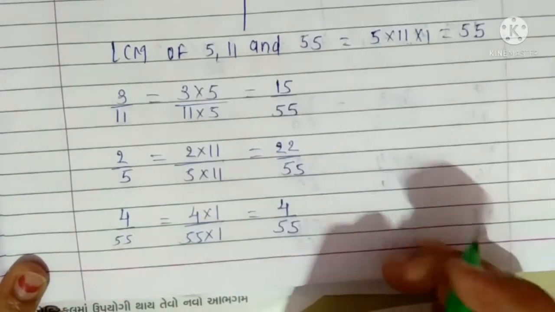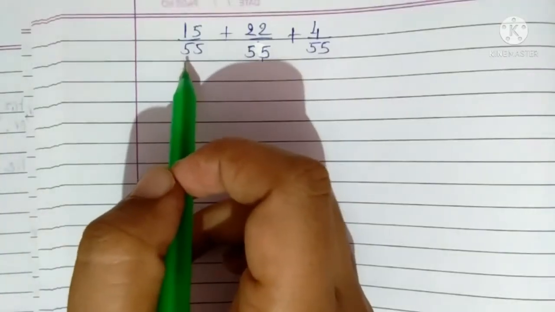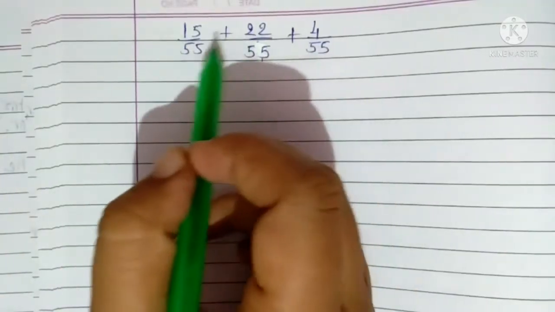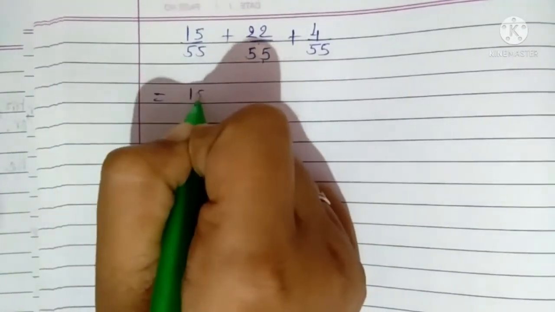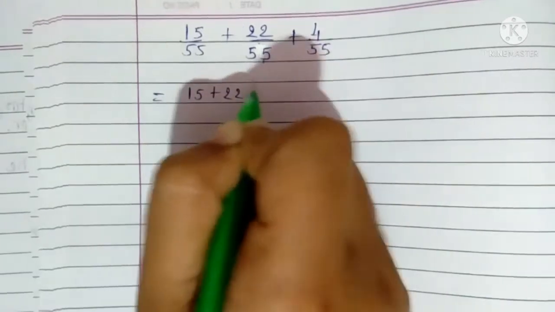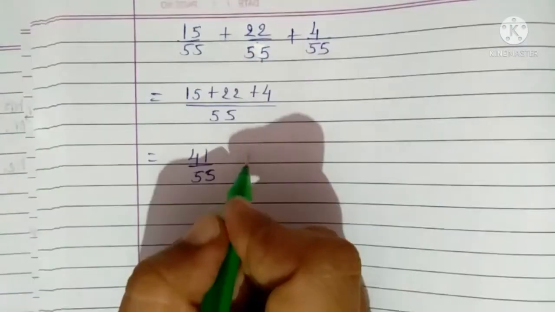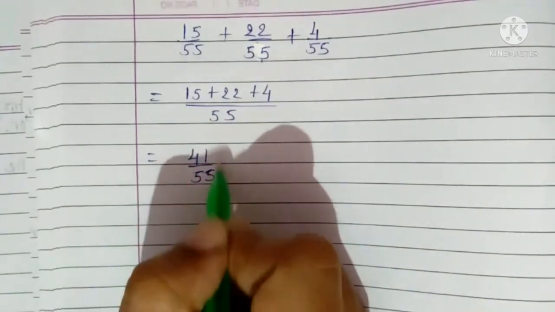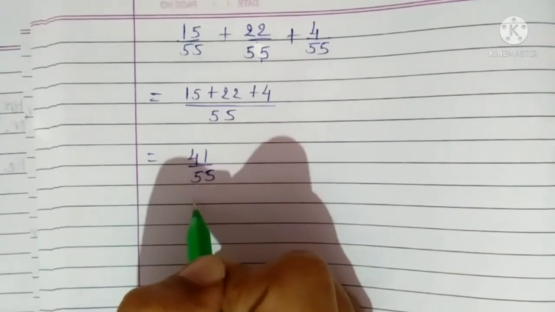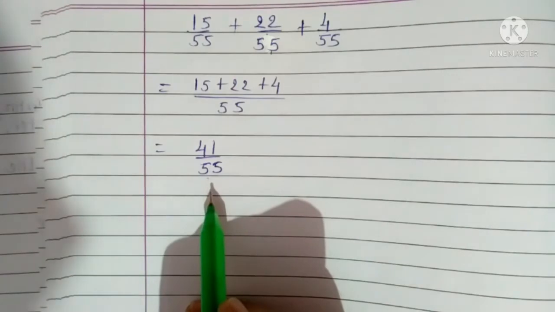Now we add all these equivalent fractions. Here we observe that denominators are same. So we add numerator 15 plus 22 plus 4 upon 55. Sum of numerator is 41, so we get fraction 41 upon 55. Remaining sum of this question you will do in your homework.